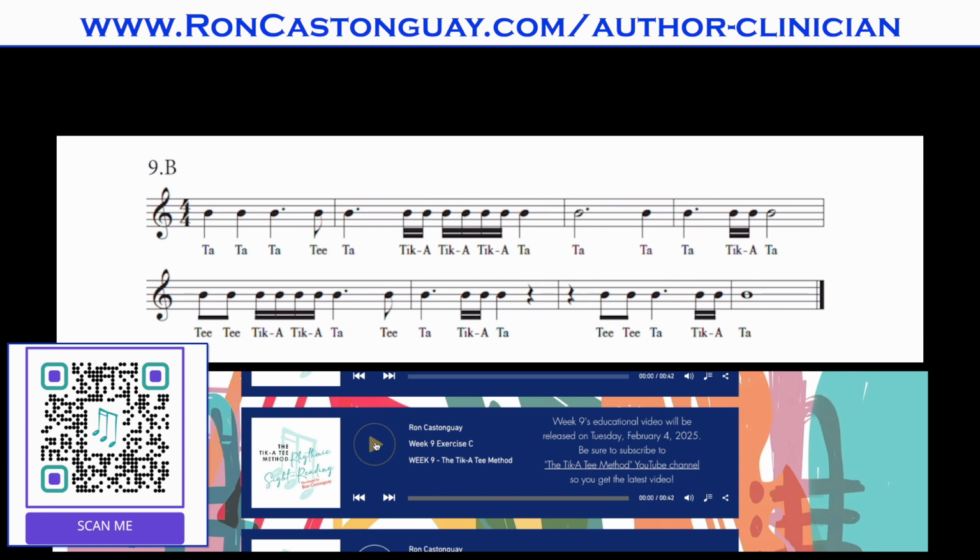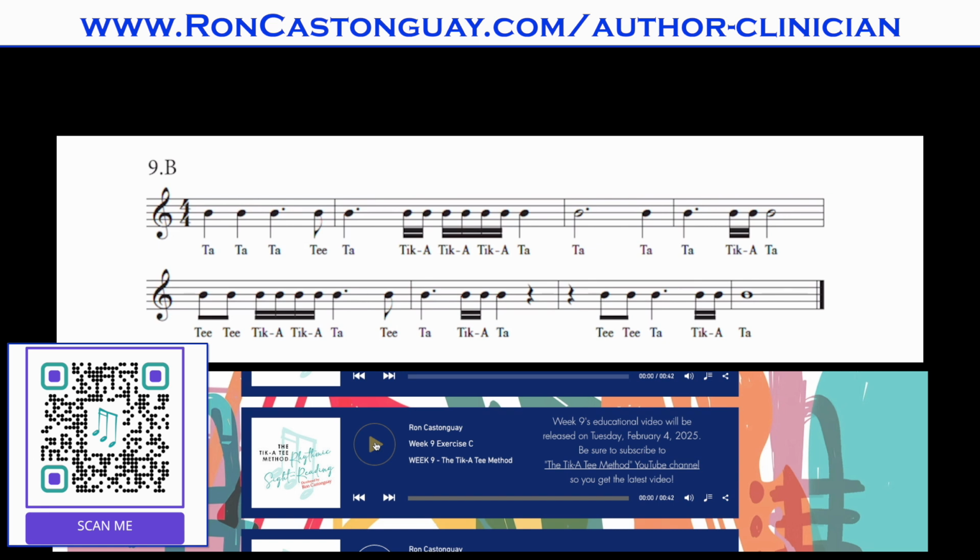Okay, so the crucial step, here it is. We need to perform these exercises on our instruments. We analyze first, we vocalize second, we check it against the MP3 third, and then the final step is to perform it on our instrument, especially if it's not the voice.